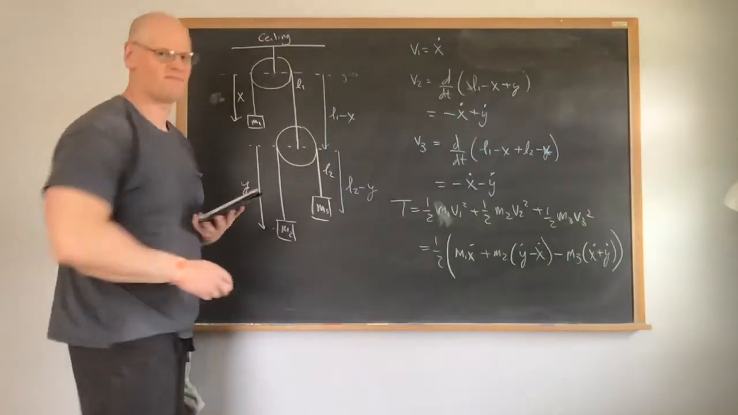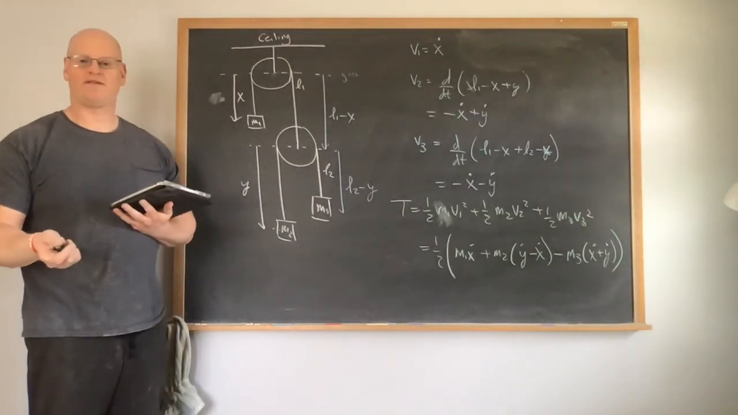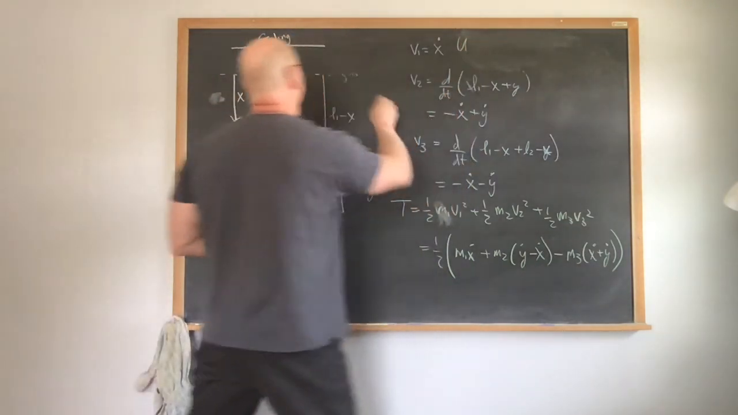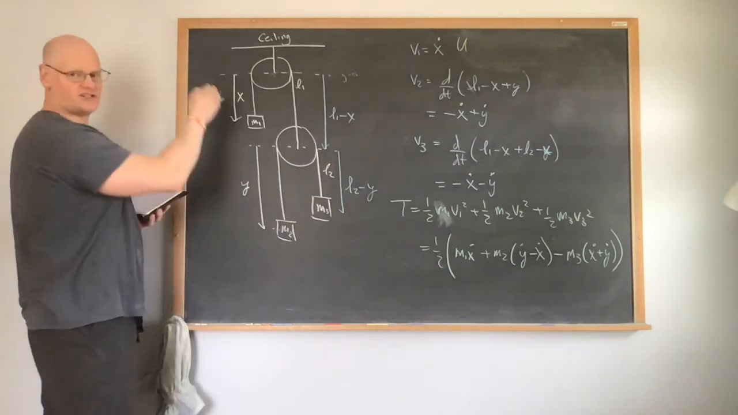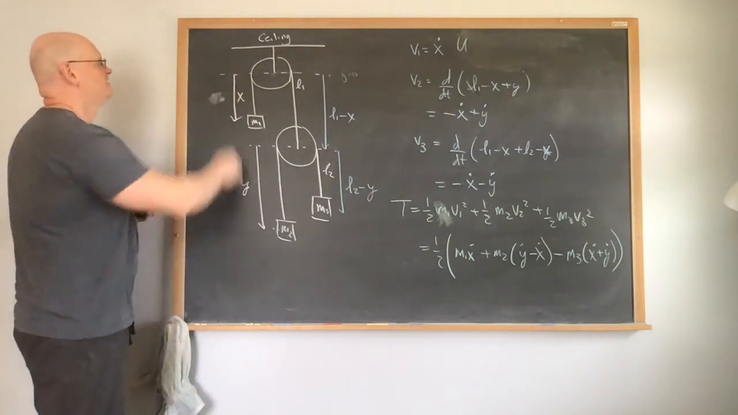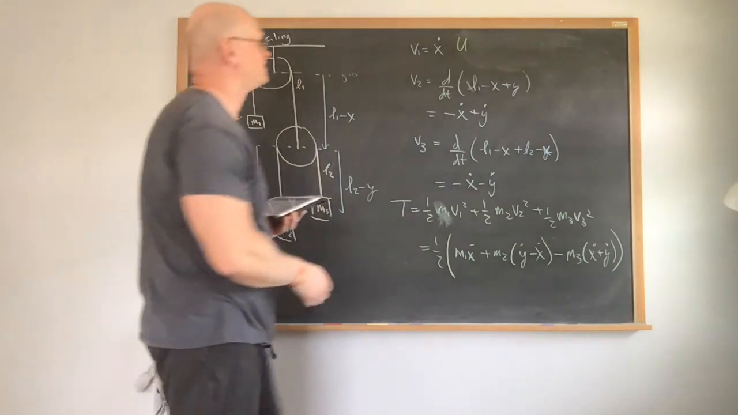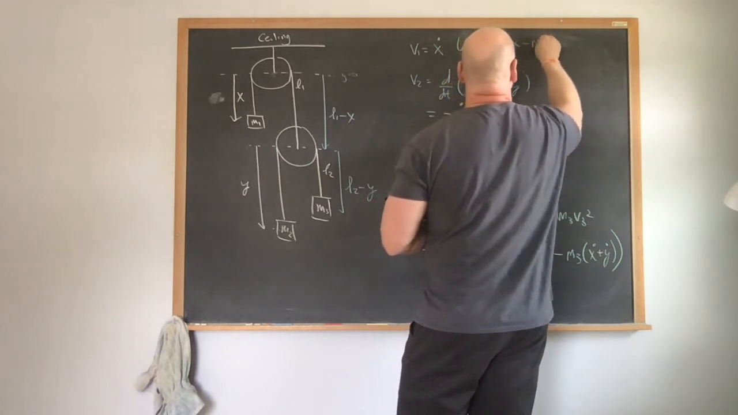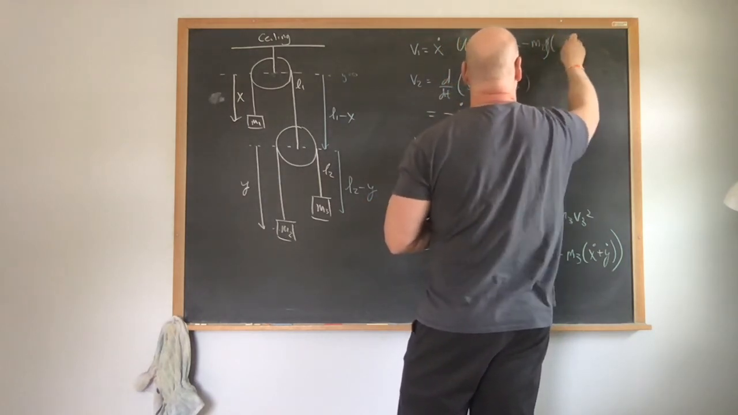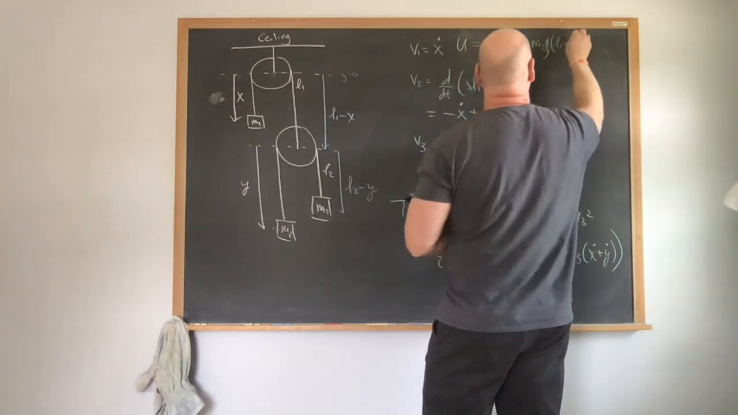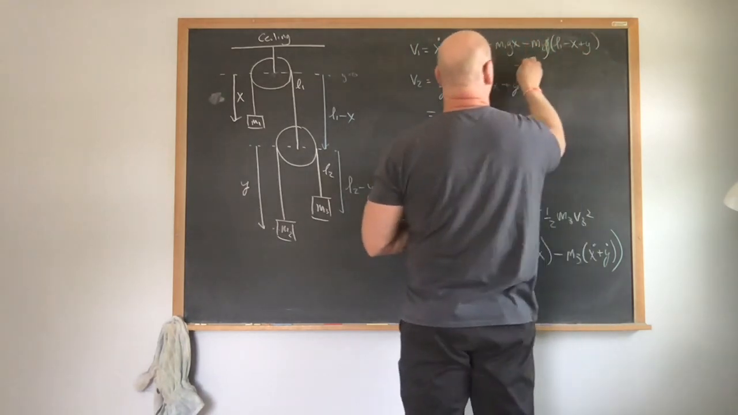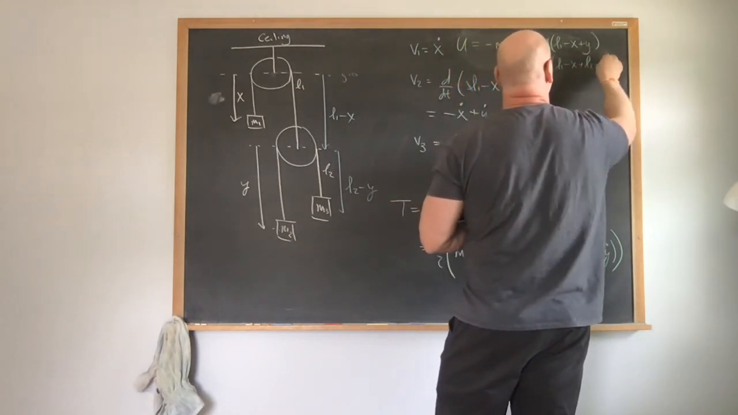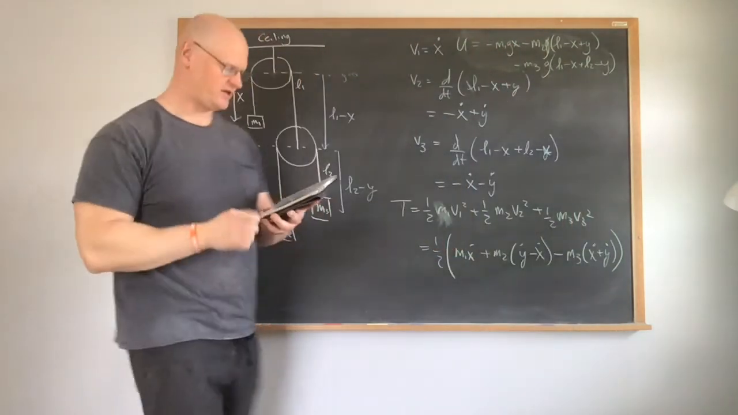So now that we have the kinetic energy, we can get the potential energy. I'll write that up here. So again, using this as my reference line, the total potential energy is going to be the sum of these three potential energies. They're all going to be negative because they're all down from here. So this is simply equal to negative m1 g x, and then I get a minus m2 g times, basically just this guy, L1 minus x plus y. And finally I got minus m3 times g times L1 minus x plus L2 minus y. So this is then my potential energy.